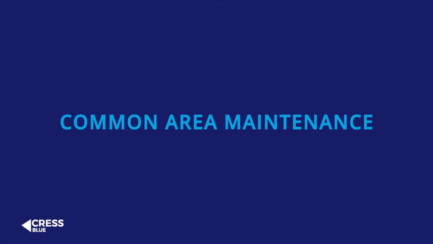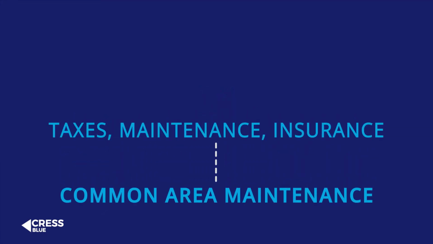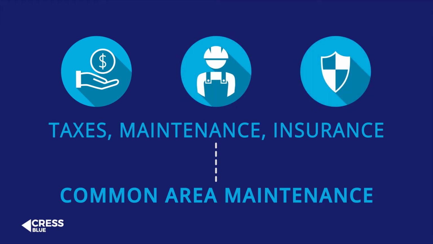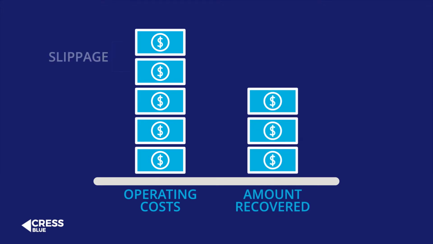CAM stands for Common Area Maintenance. This falls under the M in TMI, the taxes, maintenance, and insurance that cover a property or building. Property managers of multi-tenant properties typically recover the operating costs for shared common areas separately from the base or minimum rent. Slippage is the difference between the total operating cost of the property and the amount recovered from tenants. It represents the often preventable losses incurred from various sources.